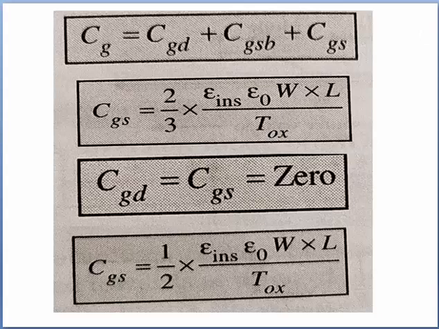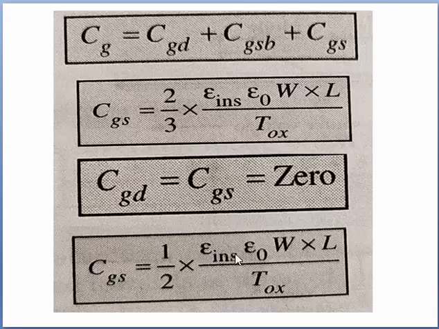And in the off region, where gate to source voltage VGS is less than threshold voltage, we can say the MOS device is in off state, so no channel is formed. By this the value of CGD is equal to CGS, which is equal to 0. No channel is formed, no charging or discharging of capacitance occurs, so CGS is 0.